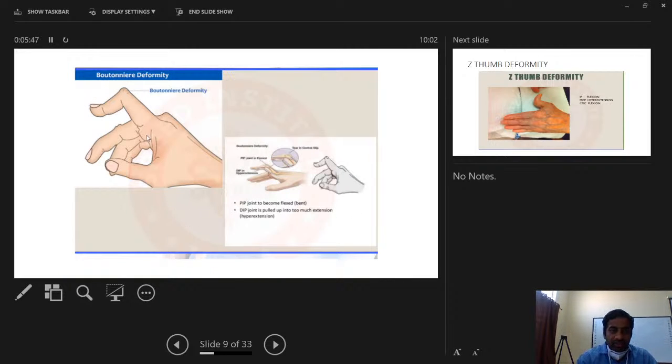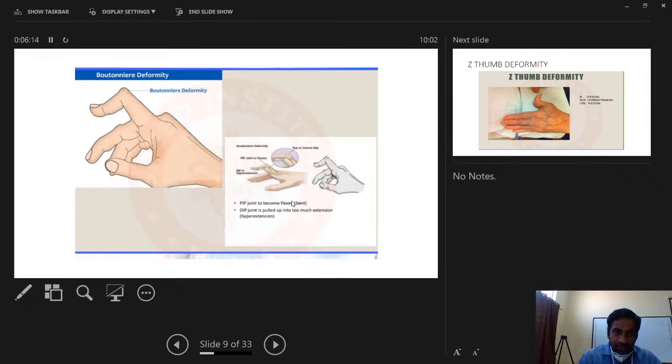So we have swan neck and Boutonniere deformity. In Boutonniere deformity the PIP joint becomes flexed, so proximal will be flexed and there is hyperextension in the DIP joint. Exactly opposite is swan neck: in swan neck, the PIP joint is extended and the DIP is flexed.